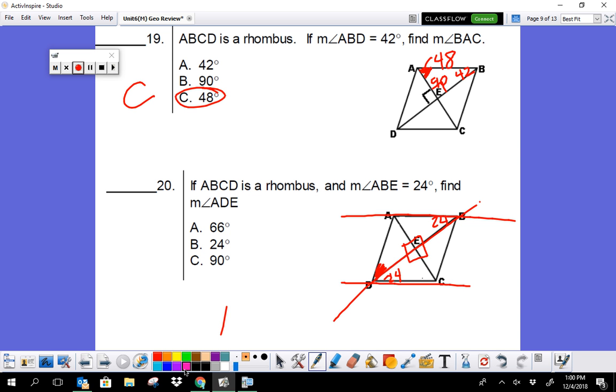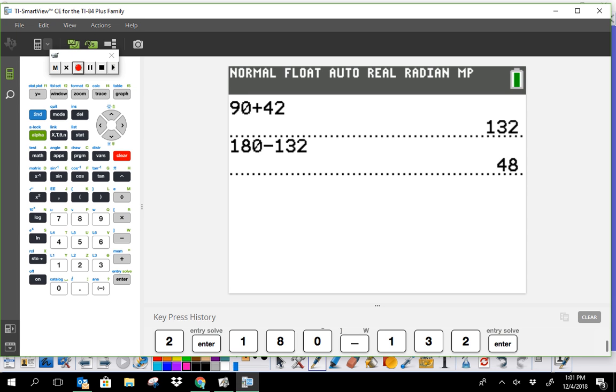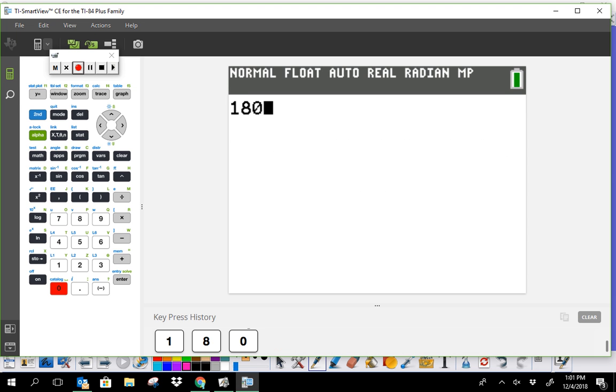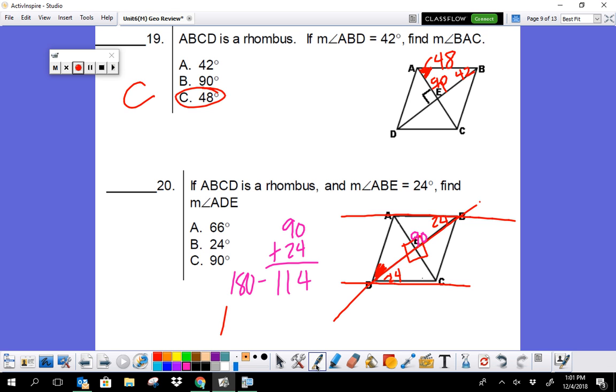So, okay, this is 90 right here, and 90 plus 24 is 114. Okay, if I subtract that from 180, so 180 minus 114 is 66. Okay, so that's this angle here. Okay, that also means that this angle here is 66.